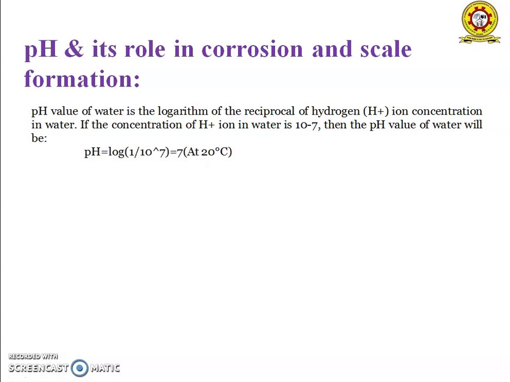pH varies from 0 to 14. A water sample having a pH value less than 7 indicates acidity of the water, and more than 7 indicates alkalinity of the water. As pH is a logarithmic function, solutions having pH of 6, 5 and 4 are respectively 10, 100 and 1000 times more acidic than the solution having a pH value of 7.